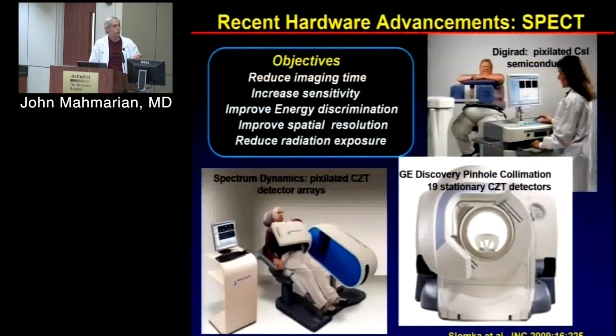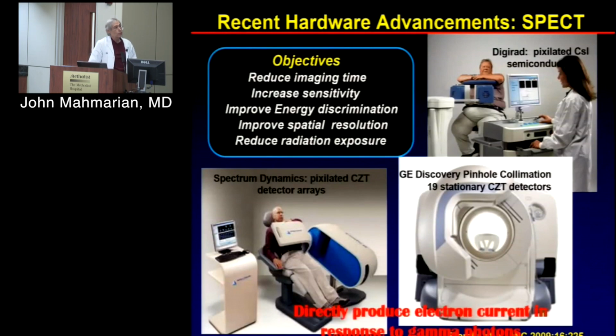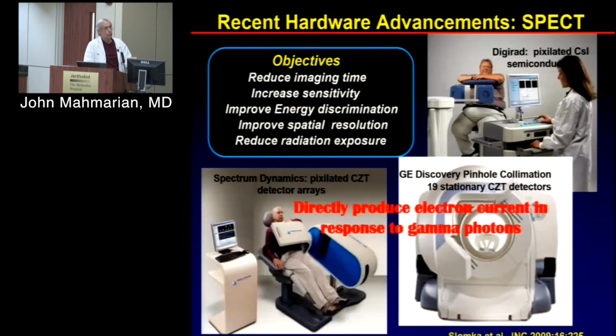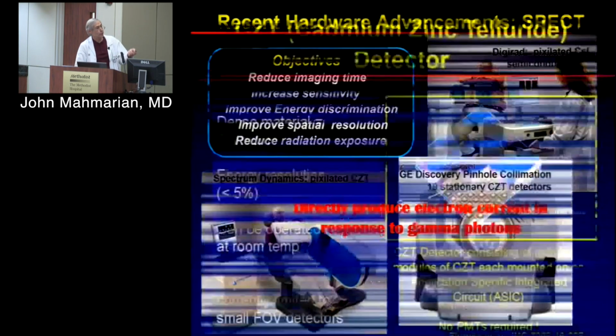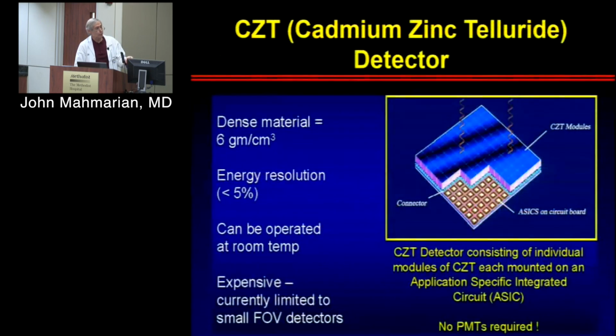Nowadays, we have some new crystals. Instead of sodium iodide crystals, there are several companies, Spectrum Dynamics. We have one of these. We have the GE Discovery, which is a CZT camera. CZT is nice because it directly produces electron current in response to gamma rays. You don't get scintillations anymore. You don't get light where you have to amplify the light. You simply, right off the bat, produce electron current. And these things are actually much more efficient.